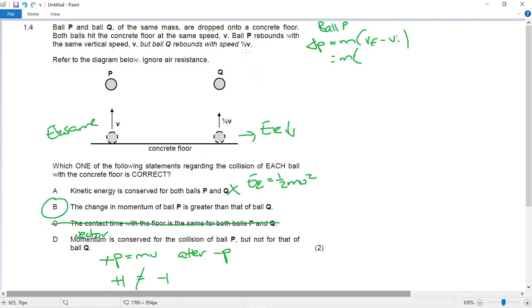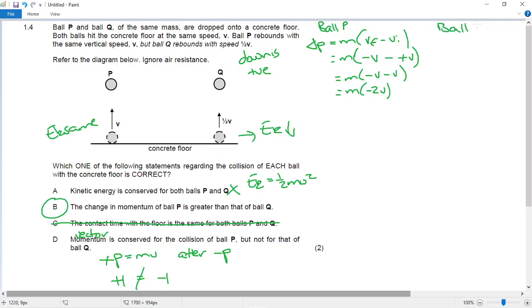Okay. So if down is positive, after the collision, my final velocity will be minus V, minus positive V, which is what it was in the beginning. So I have minus V, because a minus and a plus make a minus. So I have m times minus 2V, and that is for ball P.